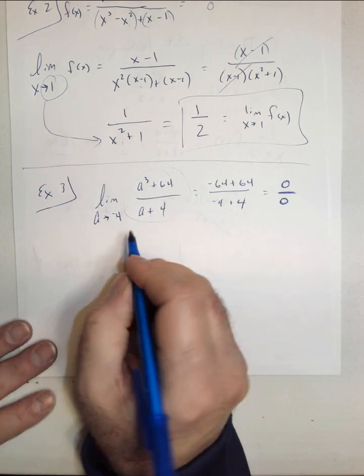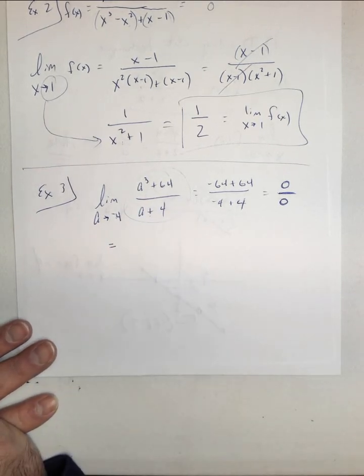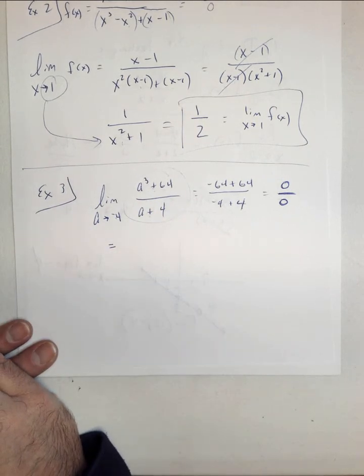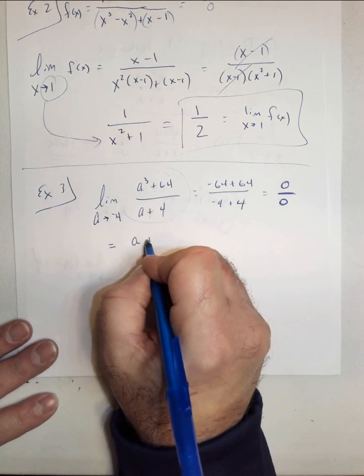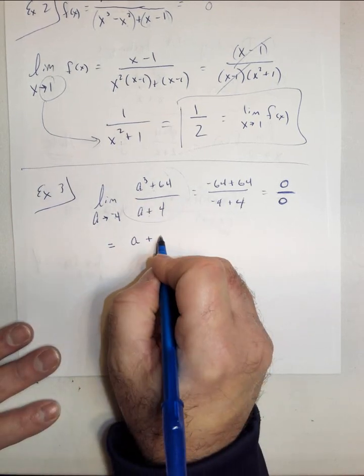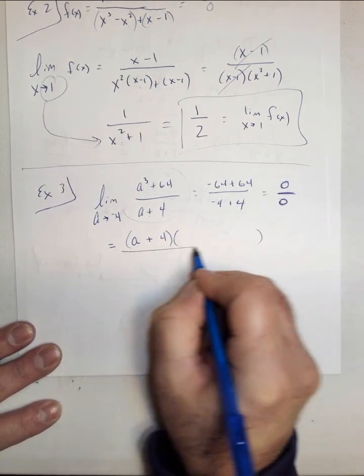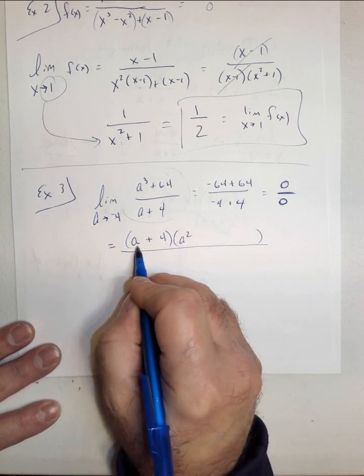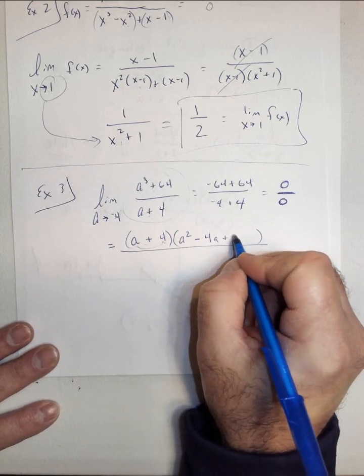So the reason I picked this example is because I wanted to remind you of how we factor the sum of two cubes. So the first factor is the cube root factor. The cube root of a cubed is a, and the cube root of 64 is 4. And then coming off of that factor, square the first term, opposite product of the two, square the last.